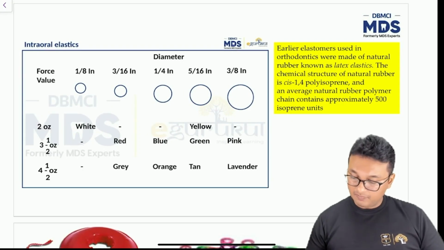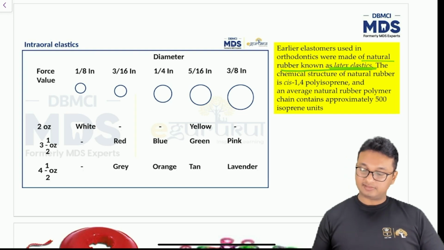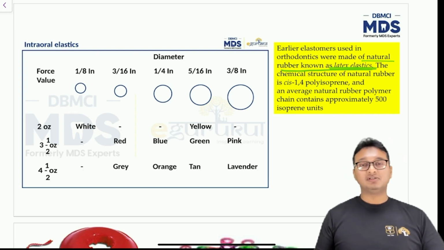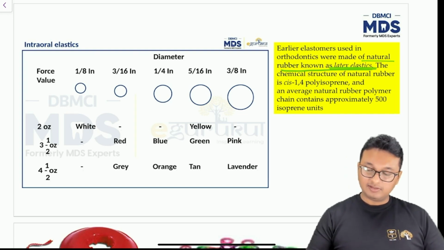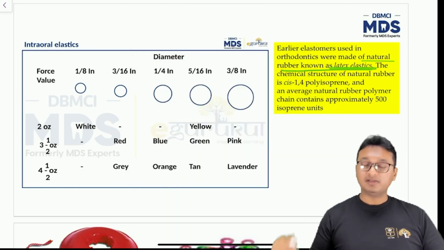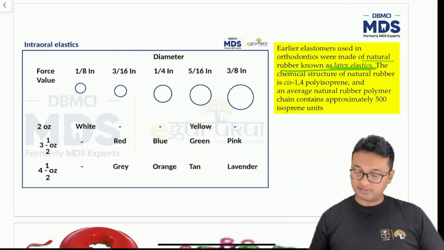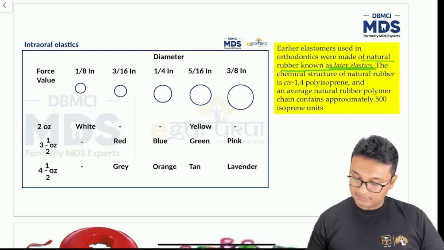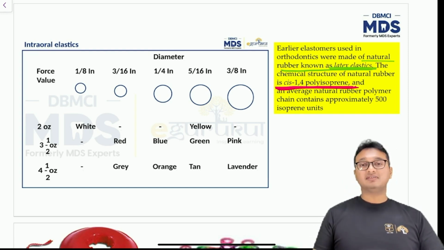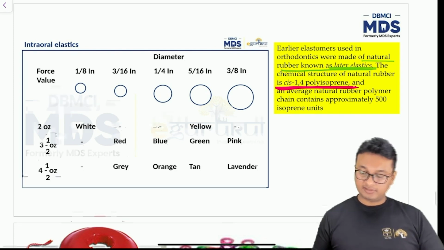And they are made up of natural rubber known as latex elastics. But nowadays, natural rubber can be used, but it is synthetic rubber which is used in the fabrication of elastics, and the polymer is cis-1,4 polyisoprene. This is the substance which is used for manufacturing of elastics in today's date.